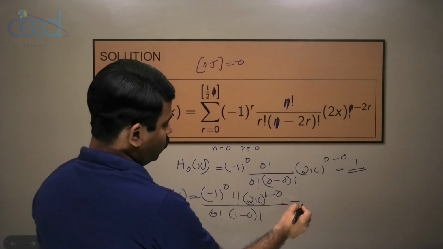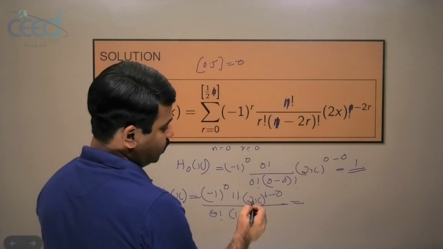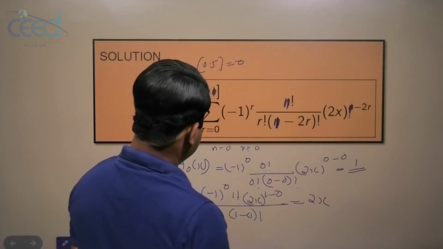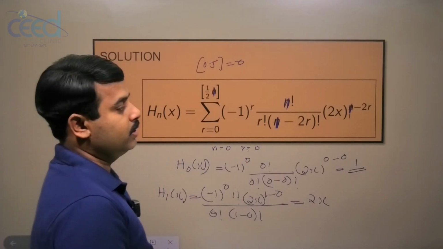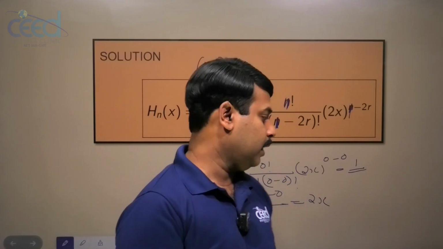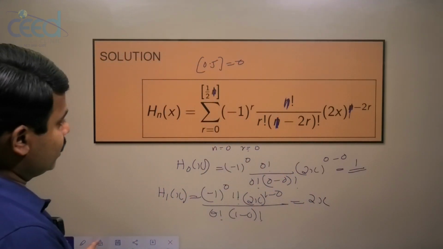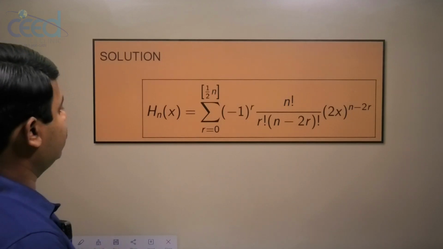So this term is 1, this term is 1, this term is 1, and only 2x exists. Then what is h1 of x? h1 of x is 2x. Now let us find h2 of x also. First, the 3 values we can find.